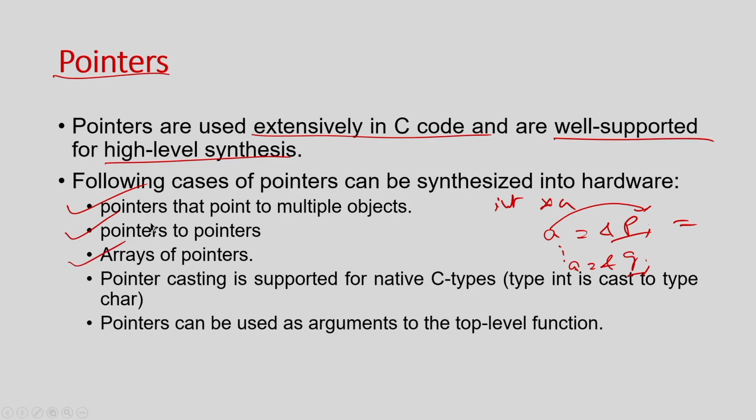Array of pointers also is supported in high level synthesis because it is nothing but a set of addresses, right. So, it is not difficult to support that. Even pointer casting is also supported for native C types, right. So, for example, you have an integer pointer, you cast it to point to a character type, right. Even that is supported because in hardware, casting is nothing but you just mentioning that this variable can store the address of this register instead of this register, right. So, that way it is not a problem.